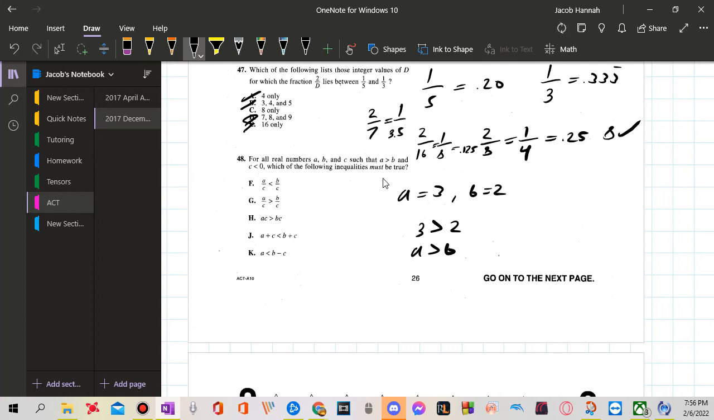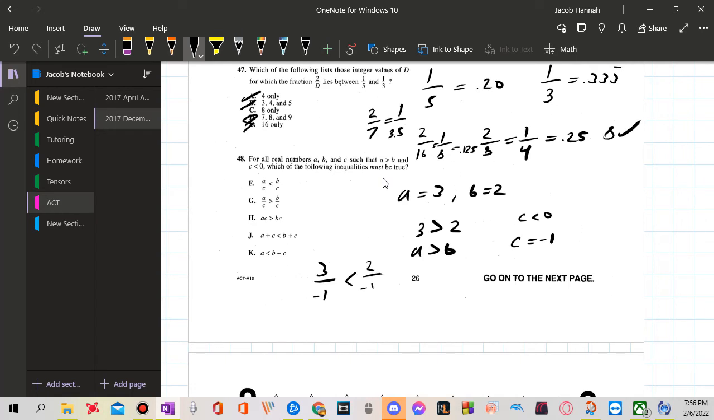So c is some number less than 0. Let's say c is -1. Let's just try these inequalities and see if they are good. Let's plug in our numbers. For the first one, 3 over c, which is -1 in our case, is greater than 2 over -1.